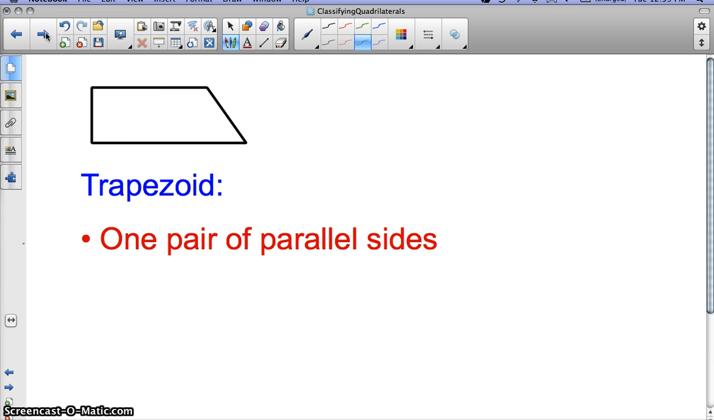Alright, trapezoid. Trapezoid, very simple. Quadrilateral with one pair of parallel sides. And we usually refer to them as the bases. That's the only qualification for a trapezoid. Has one pair of parallel sides.